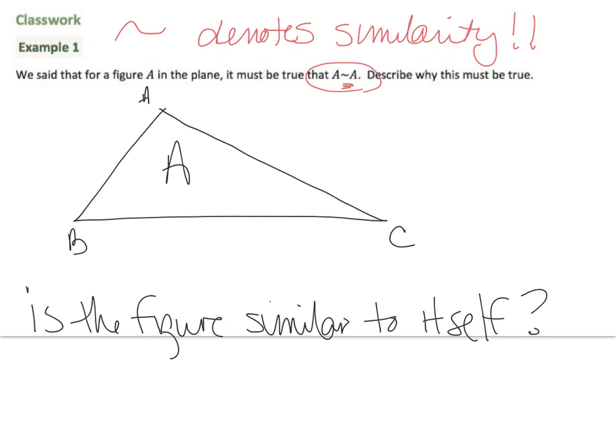Okay, so for this one, I just drew a simple triangle so we could actually talk about it. Is the figure similar to itself? Think about that for a second, and we'll answer at the end. We'll move on. But we said that for figure A in the plane, it must be true that A is similar to A. Describe why this must be true. So I drew a figure A. Is the figure similar to itself? Let's move on to the next one.